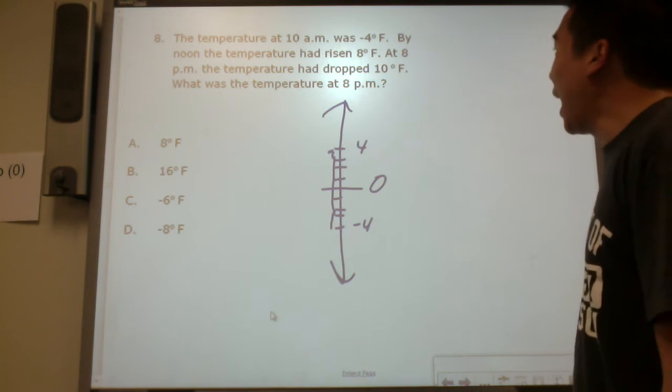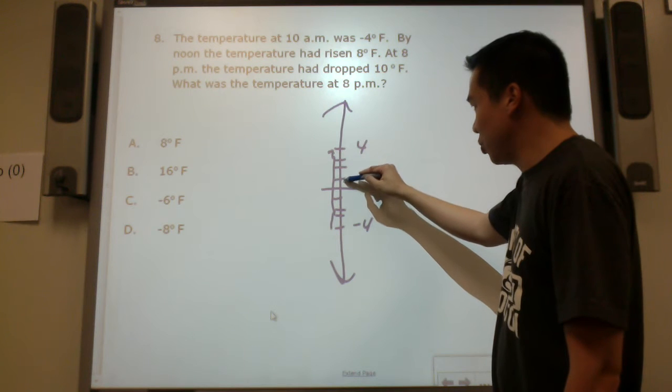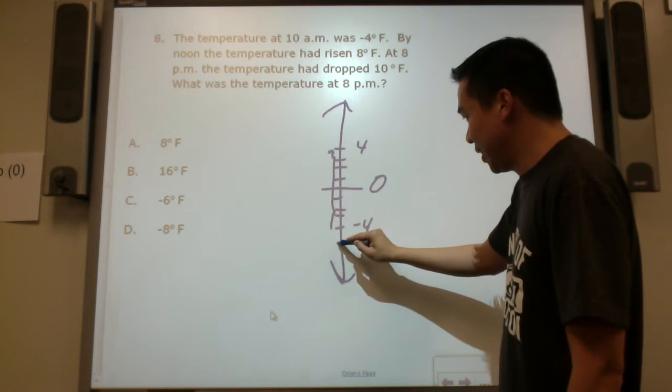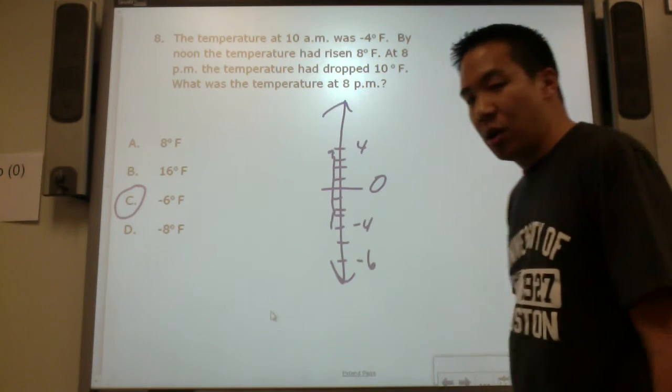And then at 8 p.m., it dropped 10 degrees. So right here, 4. 1, 2, 3, 4, 5, 6, 7, 8, 9, 10. So we're at negative 6 degrees C.